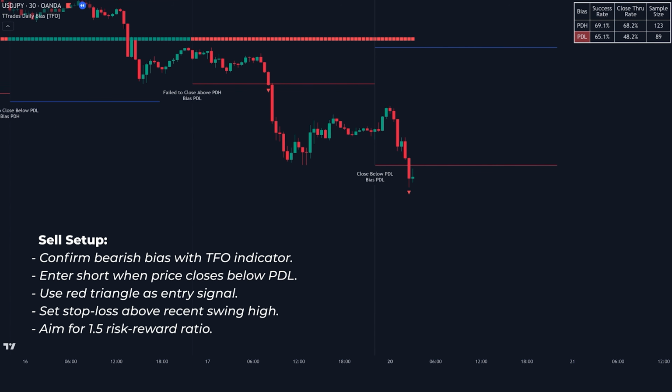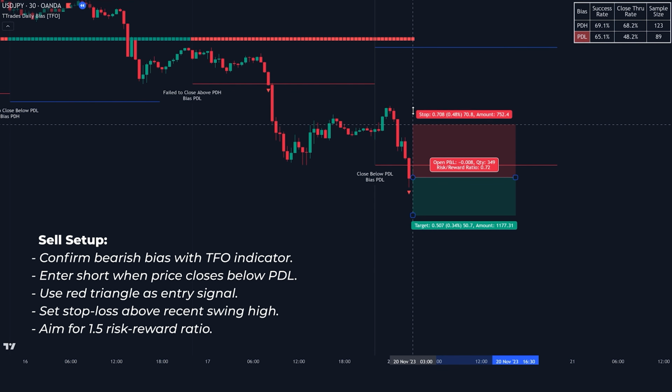When the TTrade's daily bias TFO indicator confirms a bearish bias by indicating that the price has closed below its previous day's low, PDL, it signals an opportunity for entering short positions. To initiate a sell position, traders should watch for the appearance of a red triangle on the chart, indicating that the PDL level was breached. Once the red triangle appears, traders can enter a sell trade on the formation of the next candle.